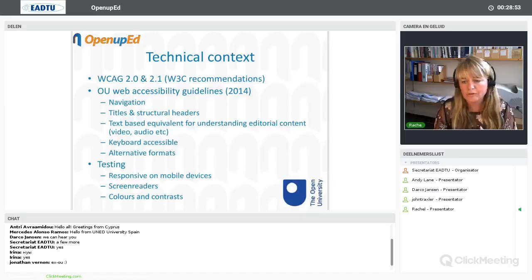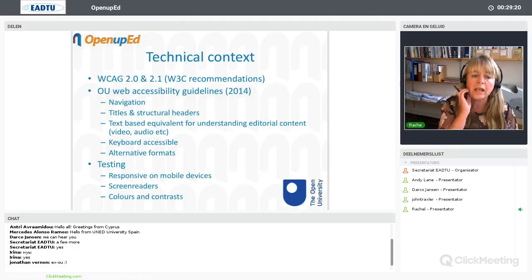And then, as well as this personal support that we provide, there is also, obviously, the technical context as well, in terms of the design requirements for making websites accessible. And this applies to our formal courses and our free and MOOC type courses too. So the OU has its own set of web accessibility guidelines that we work to, and they came out in 2014, and they're based on the W3C consortium recommendations. So the Web Content Accessibility Guidelines 2.0 and 2.1 that came out earlier this year.